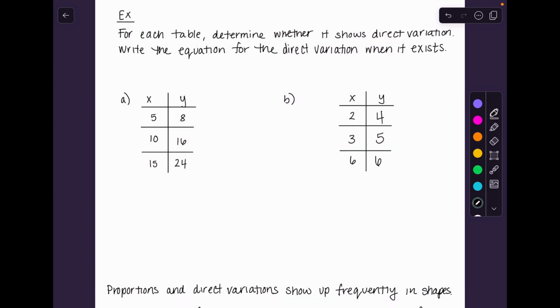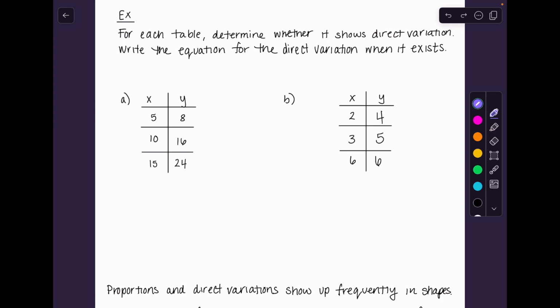For this next one, we're going to be given a bunch of tables. We're going to determine whether it shows direct variation, and then we want to write the equation for the direct variation when it exists. So looking at this first one, you can kind of tell it's a linear relationship because it's going up by the same amount each time. But again, that doesn't guarantee that we have a direct variation situation. And the problem is because I don't have when x is 0 what y equals, I can't use that technique.